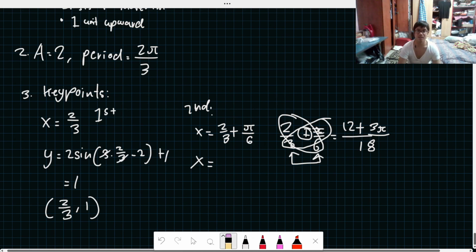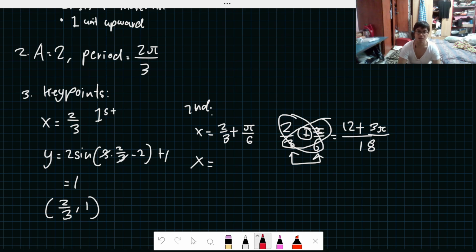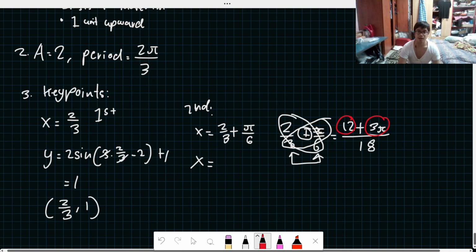Then we can simplify this one more time because you see 12, 3 pi, and 18 are all divisible by 3. 12 divided by 3 is 4, 3 pi divided by 3 is pi, and 18 divided by 3 is 6. So you have 4 plus pi all over 6. Okay, so that would be your x. So that is 4 plus pi all over 6.